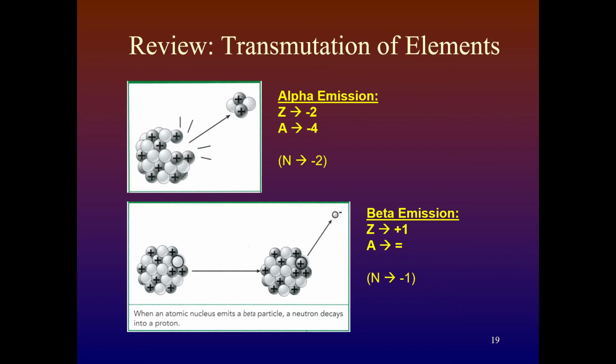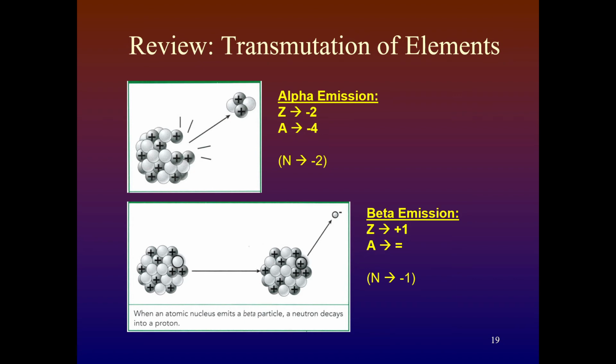Beta emissions, on the other hand, actually increase the Z number. Beta emissions occur when a neutron decays into a proton, an electron, and a neutrino. The neutrino is not mentioned here because it's not important for our purposes, but that's what a neutron is. A neutron is effectively a proton and an electron, a positive and a negative charge combined to equal a neutrally charged thing, and they can be unstable.